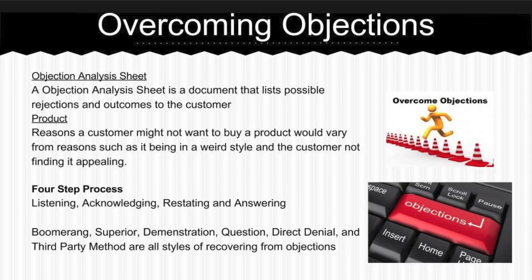Overcoming objections. So we're going to define the need, and along with that, the objection analysis sheet. The objection analysis sheet is a document that lists possible rejections and outcomes from the customer. The need: there are tons of beat makers out there that are very helpful in all sorts of ways. The customer might have a strong admiration for one product, but they might not have the money for it. It's all a matter of need versus want.